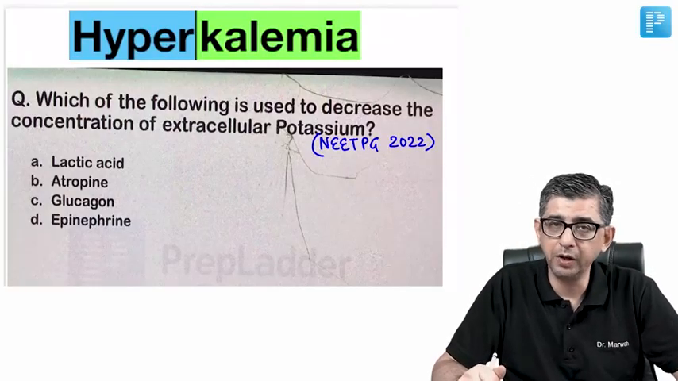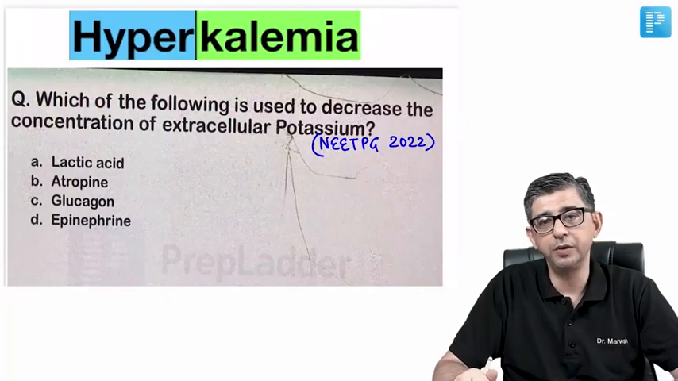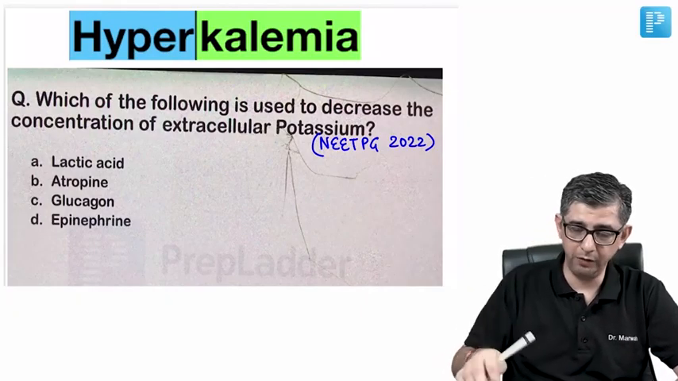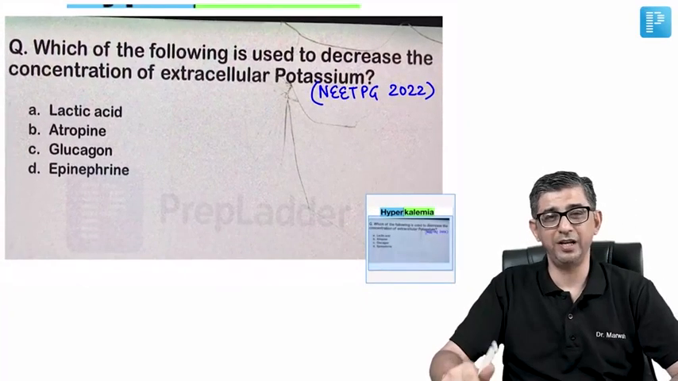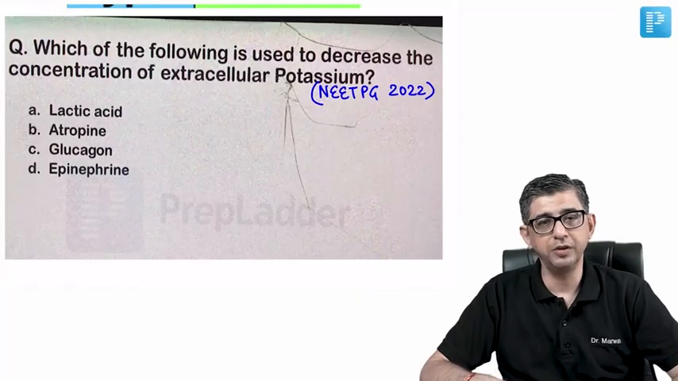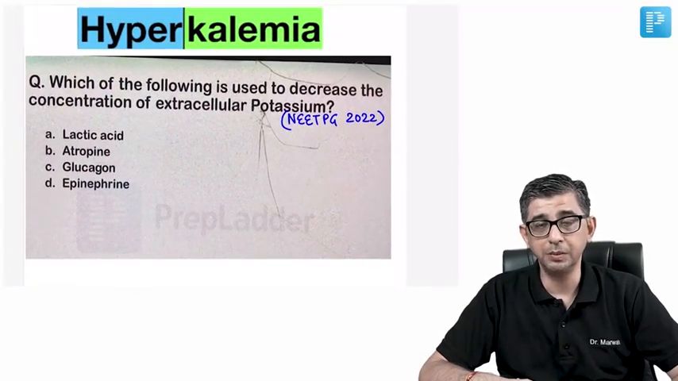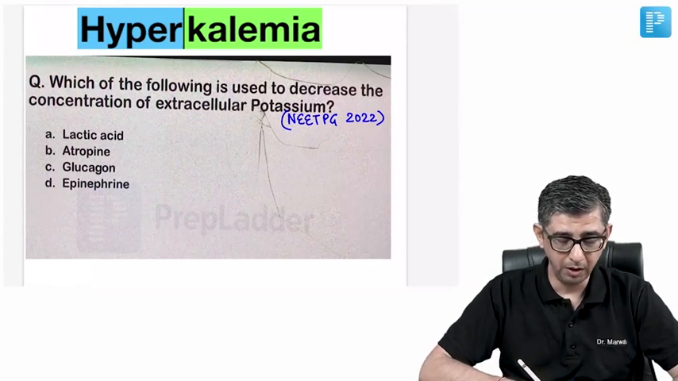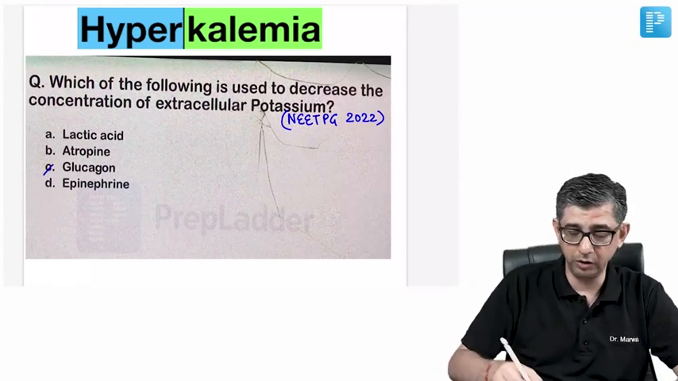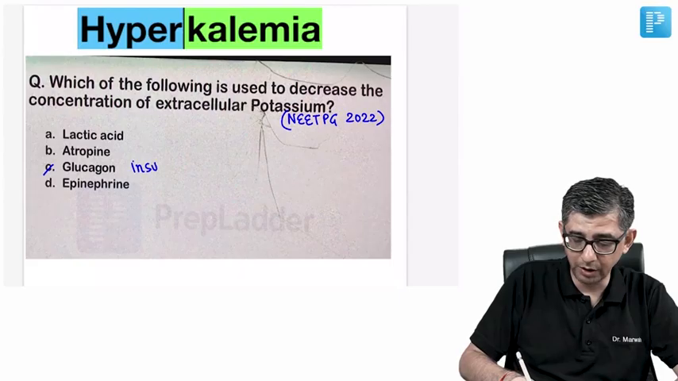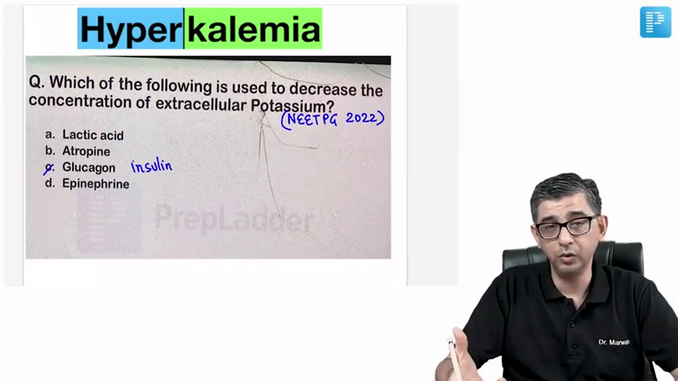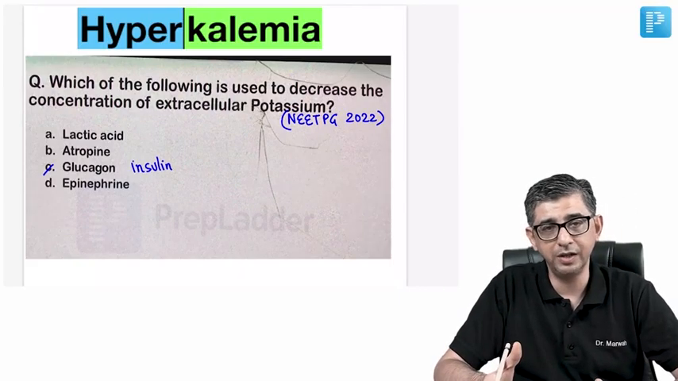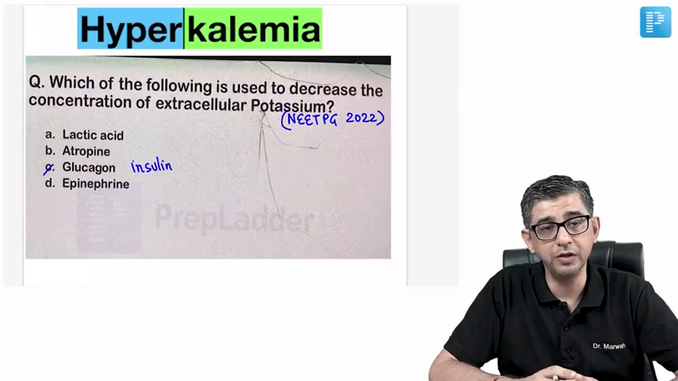Next up is the topic of hyperkalemia, and we'll discuss an MCQ of NEET PG 2022, which said, which of the following is used to decrease the concentration of extracellular potassium. Now, the first impression that my students told me was, sir, we expected insulin to be present in the choices. You can immediately rule out glucagon in this question because we actually use an insulin drip, and insulin is known to cause potassium to go inside the cells. But in this case, there was no mention of any insulin.